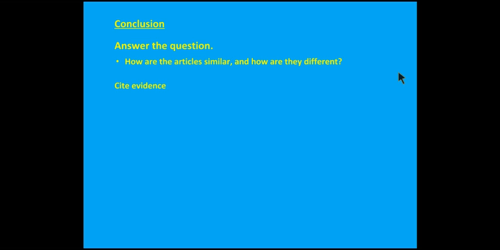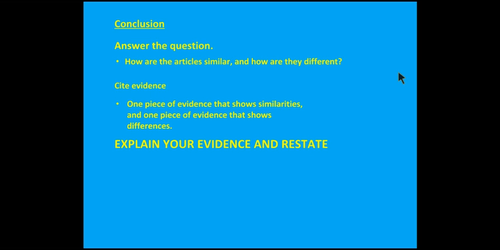Now I need to cite evidence. So I'm citing evidence. I need to cite evidence about how the topic is introduced and elaborated, right? No, I'm citing evidence that shows similarities and shows differences between the articles. And then, as always, explain your evidence and restate.